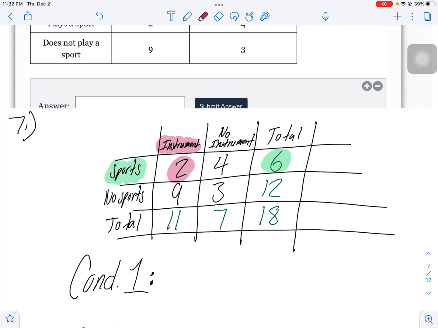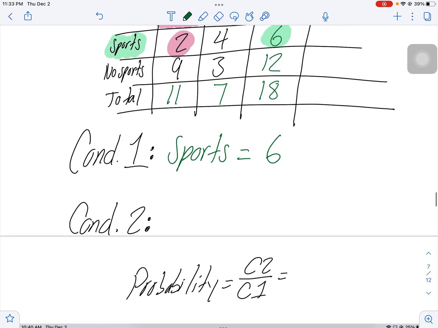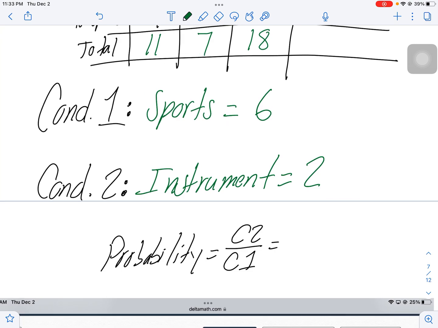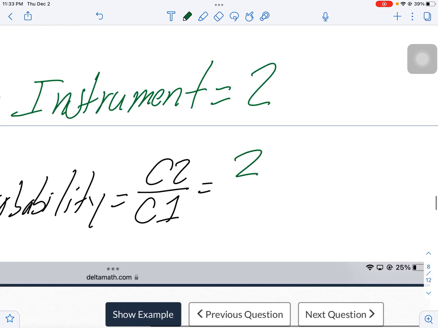From this box here, how many play an instrument? 2. So condition number 1 was sports, which was a total of 6. Condition number 2 was instrument, which was 2. So probability is condition 2 over condition 1, which was 2 divided by 6. Or if we reduce, we get 1 over 3.